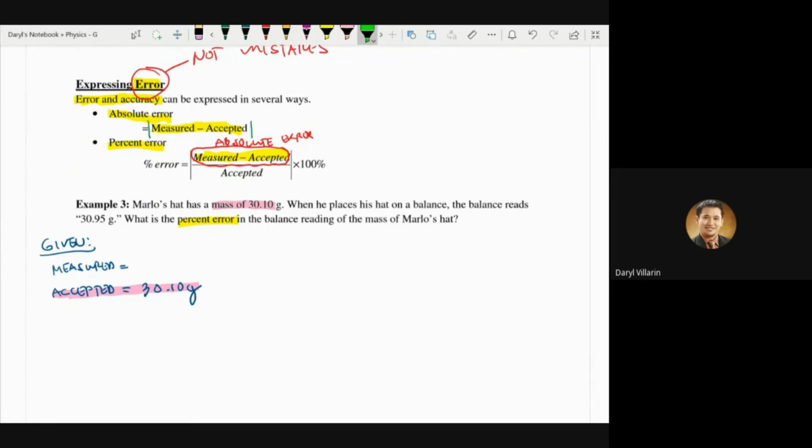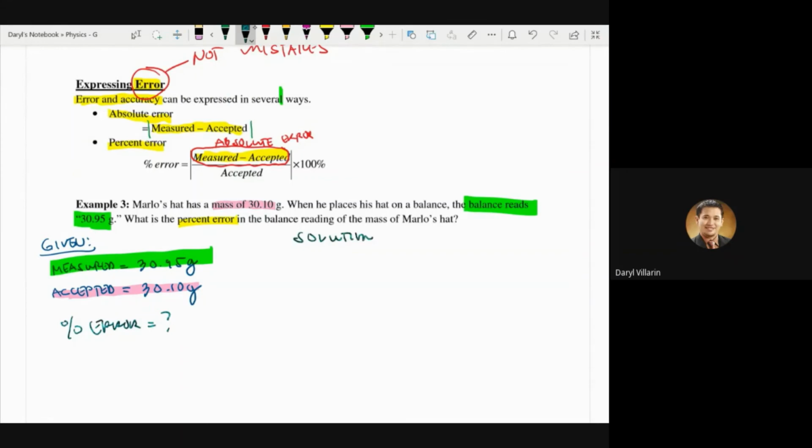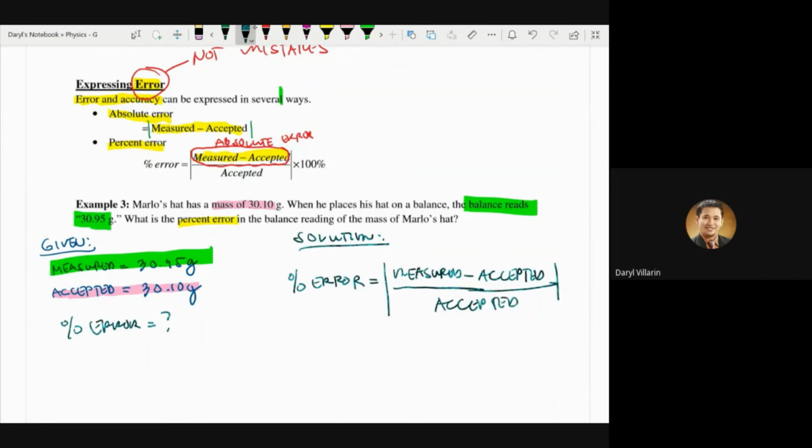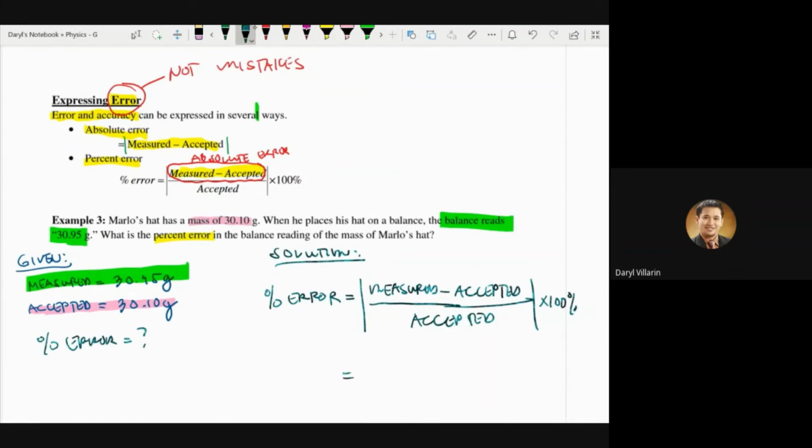And obviously the other one would be your measured value. So you're going to take note of that. That is 30.95 grams. And then I'm going for the percent error. So percent error is my question mark. So for percent error, I'm just going to copy the formula for my solution. So always start with the formula that you know of. It's just good to write it first. So measured minus the accepted, all over the accepted, and then times 100%.